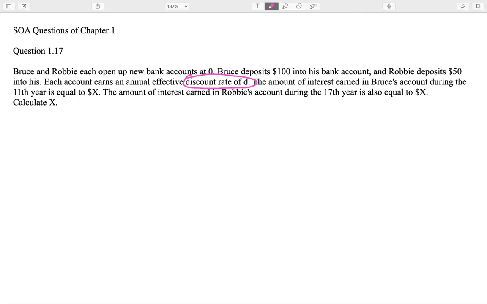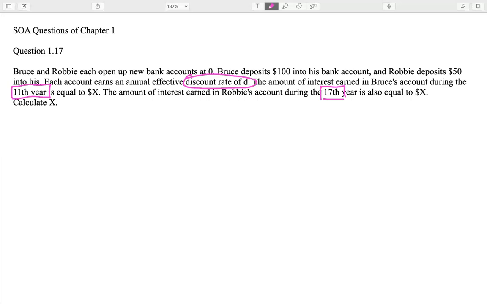The amount of interest earned in Bruce's account during the 11th year is equal to X. The amount of interest earned in Lobby's account during the 17th year is also equal to X. Calculate X. So here we have some information, right? As I always say, at the beginning, it's always a good idea to draw the timeline. Here we have 2 people, so we have 2.